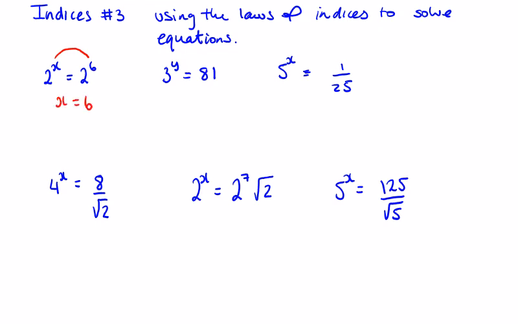In the second equation, we need to write the bigger number in terms of the smaller number. So what is 81? 81 is 3 to the power of 4. So y then would be equal to 4.